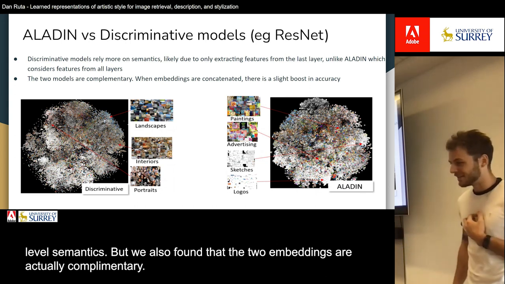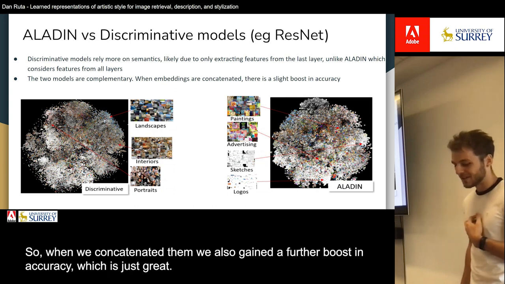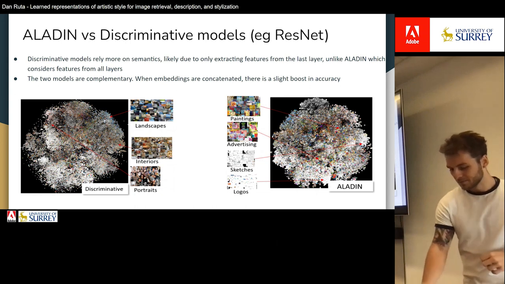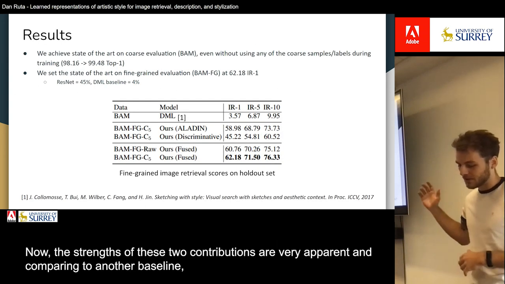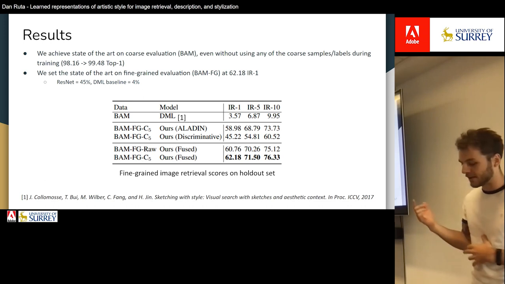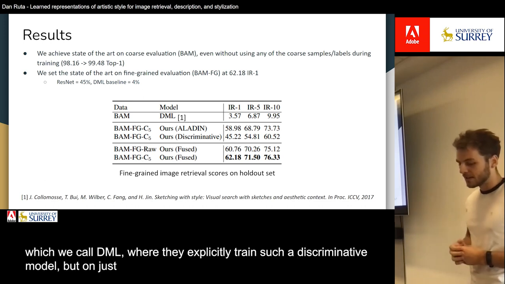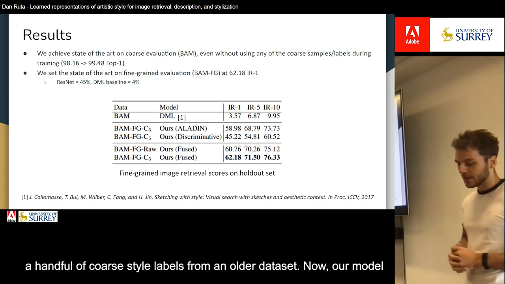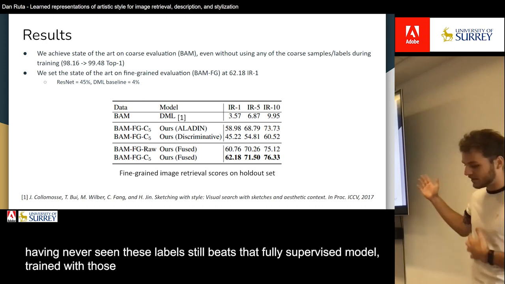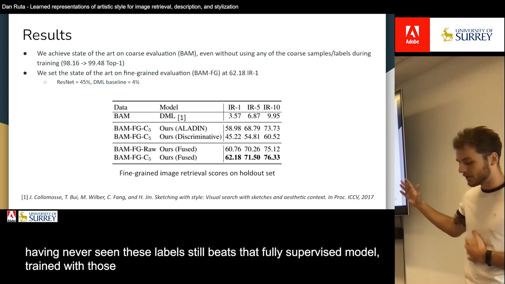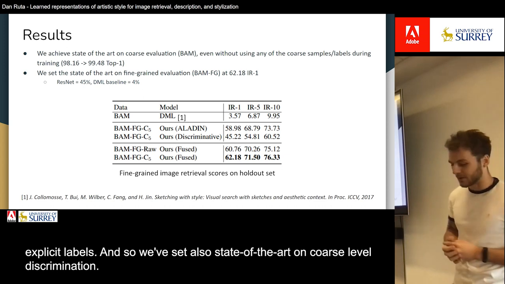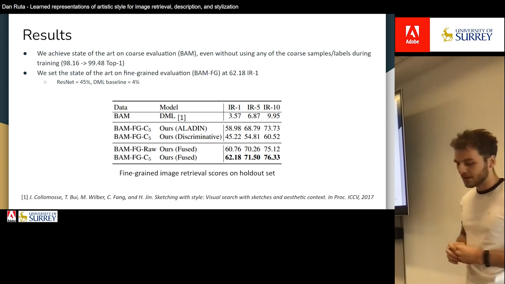But we also found that the two embeddings are actually complementary. So when we concatenated them, we gained a pretty small boost in accuracy, which is just great. Now, the strengths of these two contributions are very apparent when comparing to another baseline, which we call DML, where they explicitly train such a discriminative model, but just on a handful of coarse style labels from an older dataset. Now, our model, having never seen these labels, still beats that fully supervised model trained with those explicit labels. And so we do set a state of the art on coarse level discrimination.